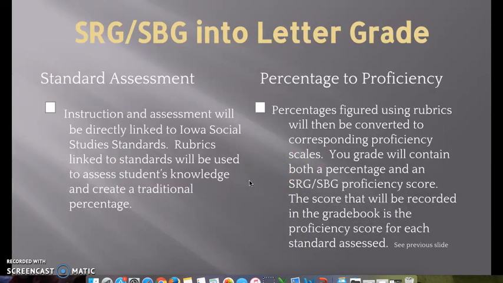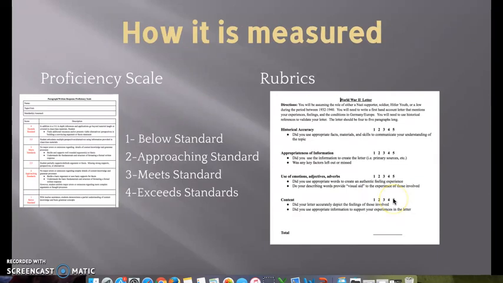With standards assessment, the idea is that instruction and assessment will directly be tied to those Iowa Social Studies standards I was talking about before. Rubrics linked to standards will be used to assess the student's knowledge and create a traditional grading percentage. If we go back to this page, that's where we talk about your traditional percentages. Let's say your student scored a 3, a 4, a 4, and a 5. That would be 16 out of 20, which on a traditional grading scale would be 80% or a B minus. Now, we have to understand how that 80% translates from this page to our proficiency scale. That will be done in a couple of different ways.